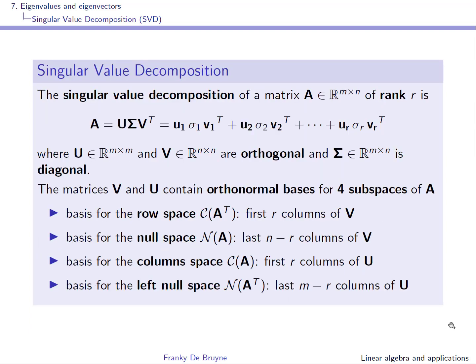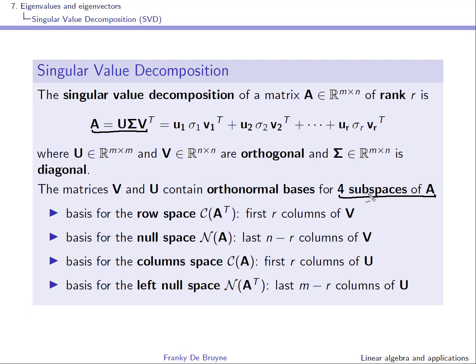So this is the decomposition that we had obtained, the singular value decomposition. Well, if somehow we can compute this decomposition, this gives us another way of obtaining an orthonormal basis for the 4 subspaces of A.